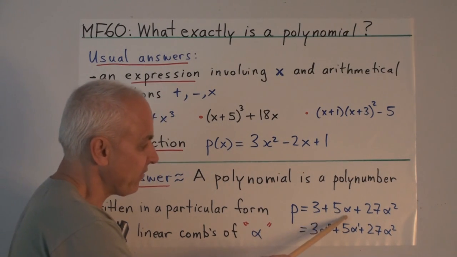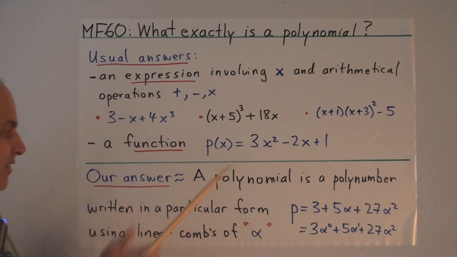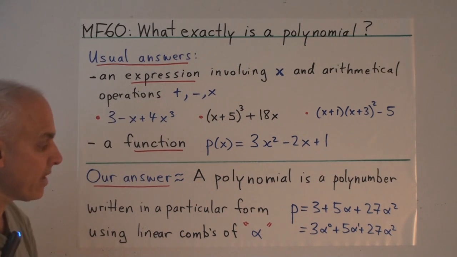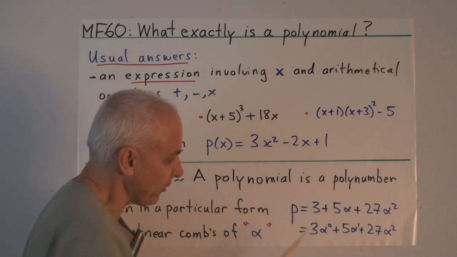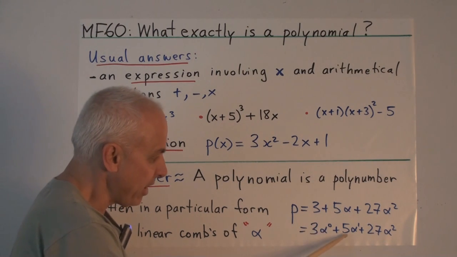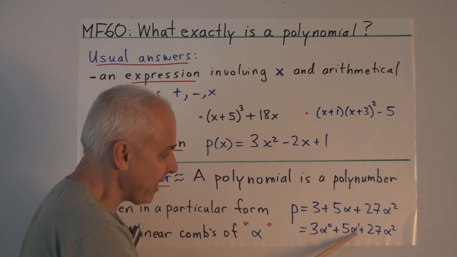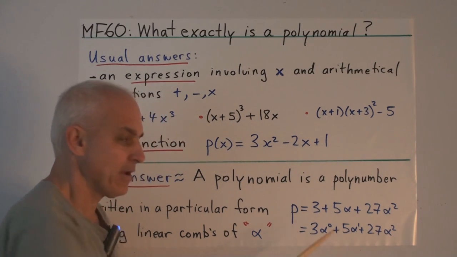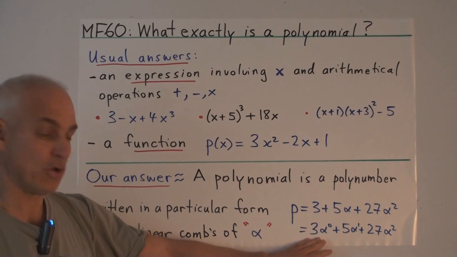So this will be something like a polynomial. P equals 3 plus 5 alpha plus 27 alpha squared. So it's what we usually think of as a polynomial in alpha. But we'll prefer to write this rather in this more laborious fashion. So instead of 3, we'll write 3 alpha to the 0. Instead of alpha, we'll write alpha to the 1, so that the powers of alpha are increasing from 0 onwards up. That's what a polynomial for us is going to look like.